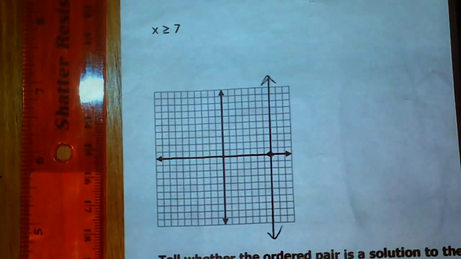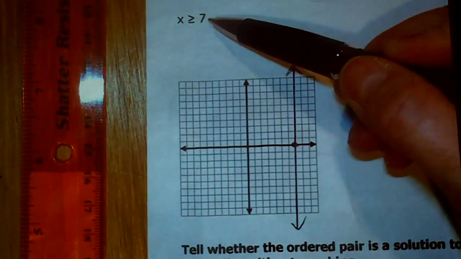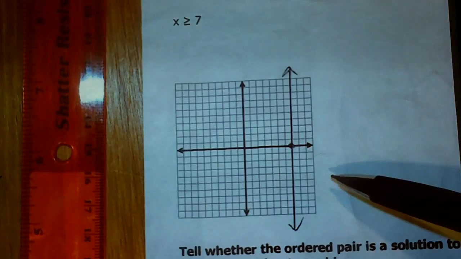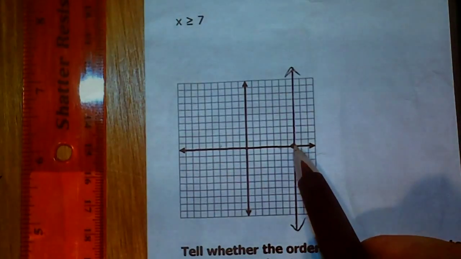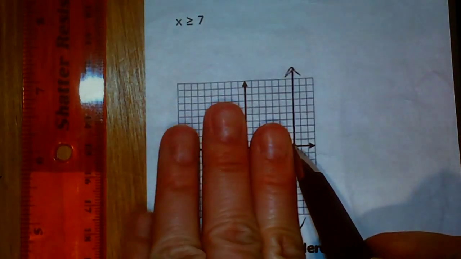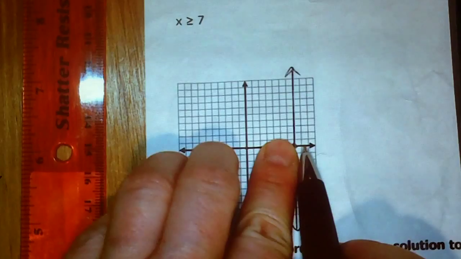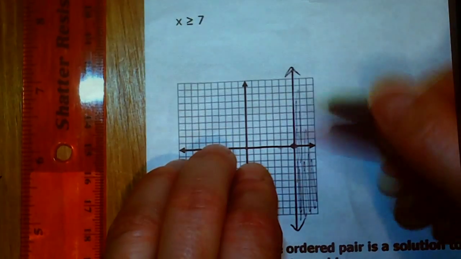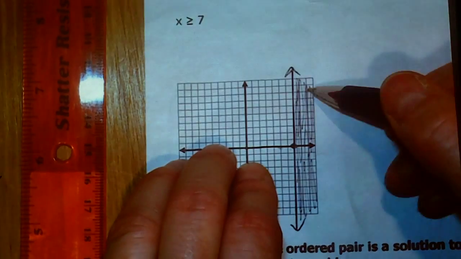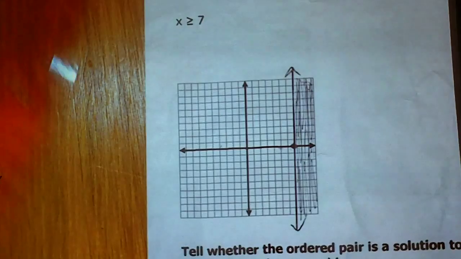Okay, so think about this. If x is greater than 7, that means my x value should be greater. So I'm going to be looking at my x-axis. If this is my starting point, those values will be lower because I'm heading in the negative direction, and those are the values that will be higher. So we should be shading to the right. Okay, so that's how you do the graph.